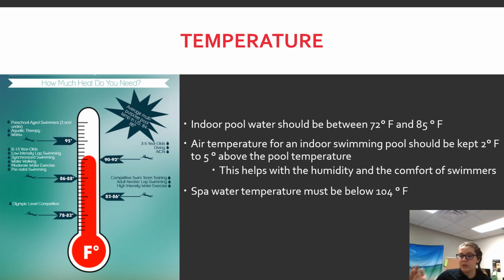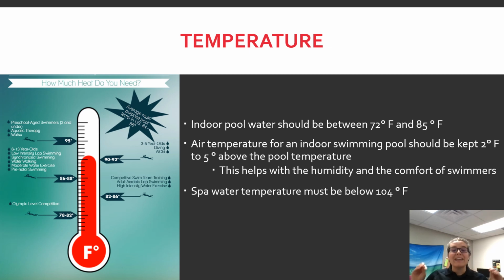The air temperature of the building that is holding your pool should be 2 to 5 degrees above whatever your water temperature is. That's going to help with humidity. That's going to help your pool area be able to survive longer and endure better. And it's also going to help your swimmers not have cold chills, because I've been that swimmer of having cold chills when I get out of people's pools.